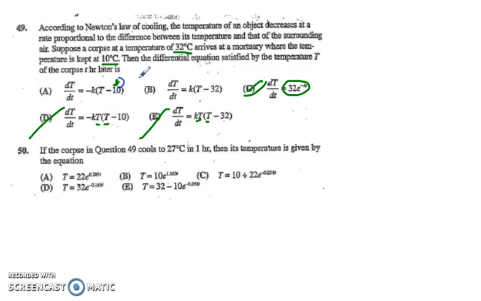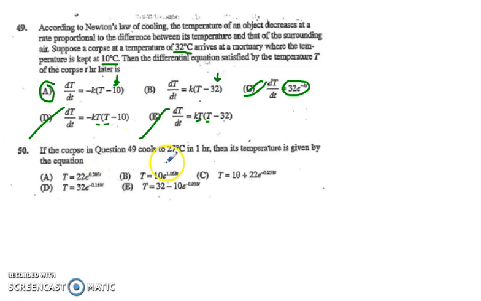This number is the key number. This number is supposed to be the ambient temperature, not the initial temperature of the corpse. So the answer is going to be A, because the ambient or environmental temperature is 10.